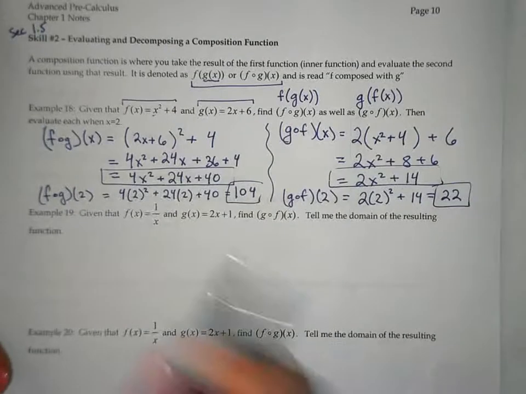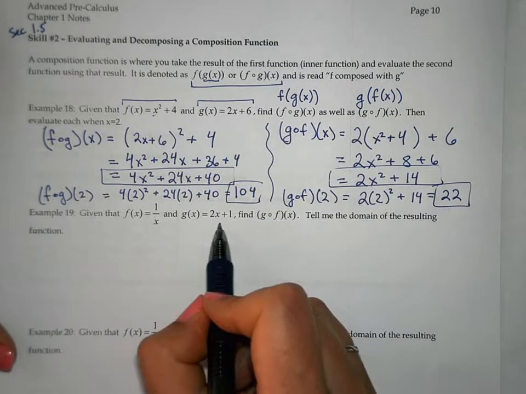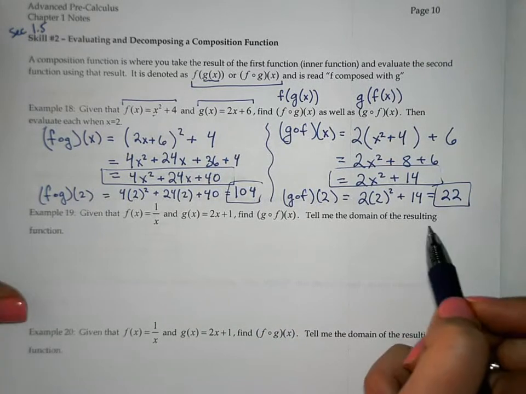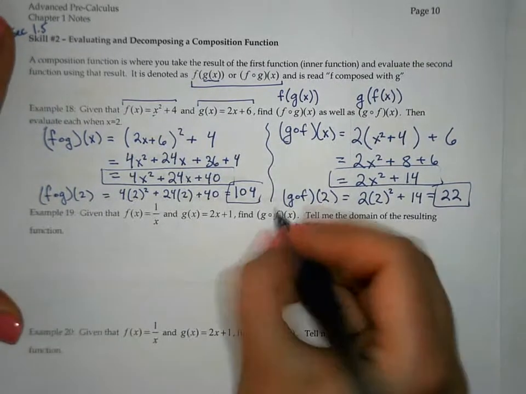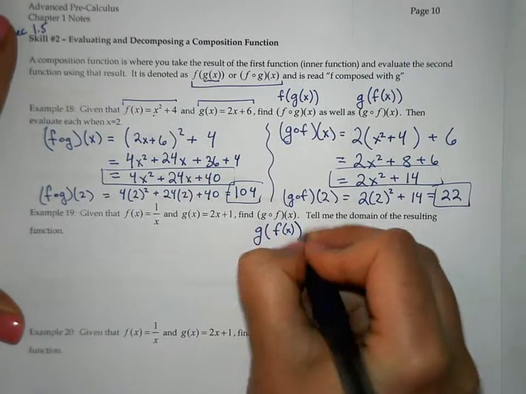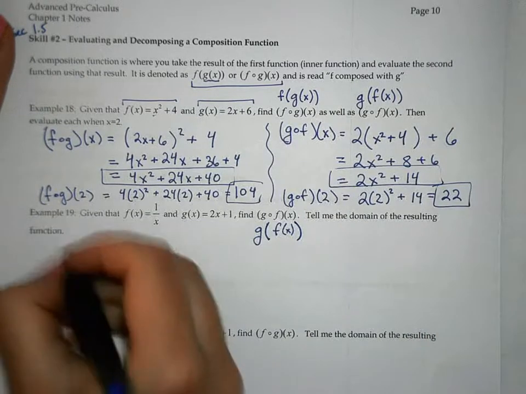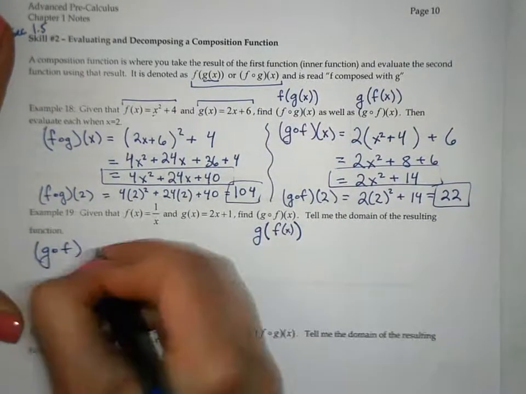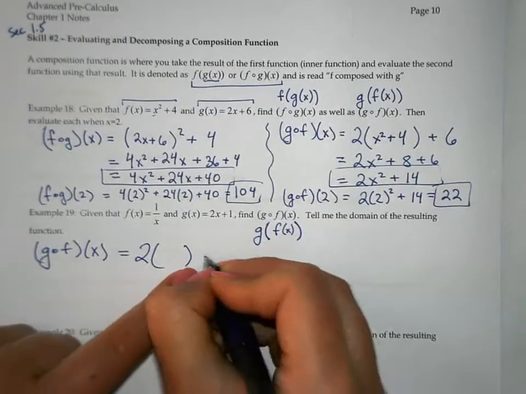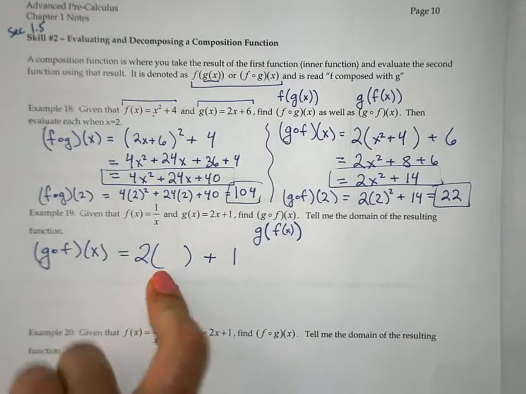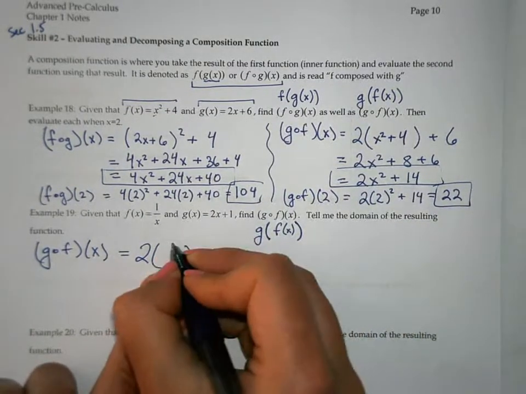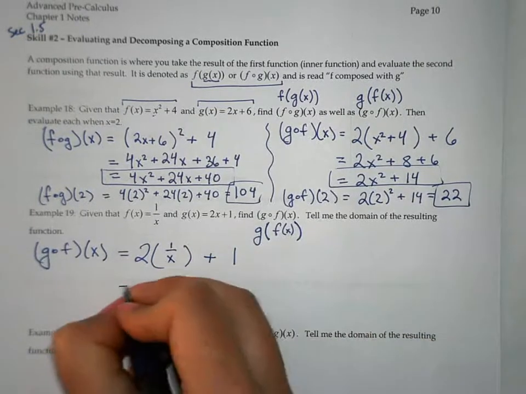Let's do another one. This one here, we're given a different f of x, a different g of x, and we're asked to find just the g of f of x, and then what's the domain of the resulting function. Remember, the g of f of x is the same as saying g is the outer, f is the inner function. So we're going to put the g pattern first. What is the g pattern? That's 2 plus 1. So leave the space. And into that space, we're going to put the f of x function, which is just 1 over x.